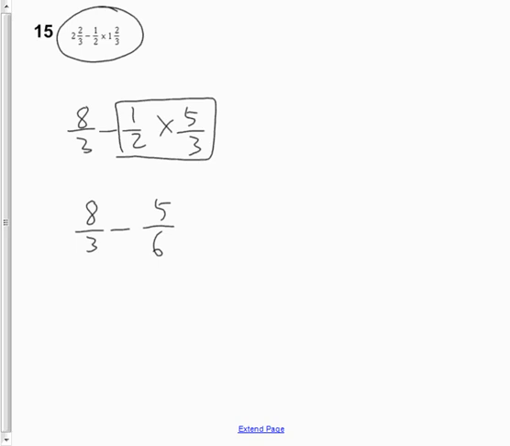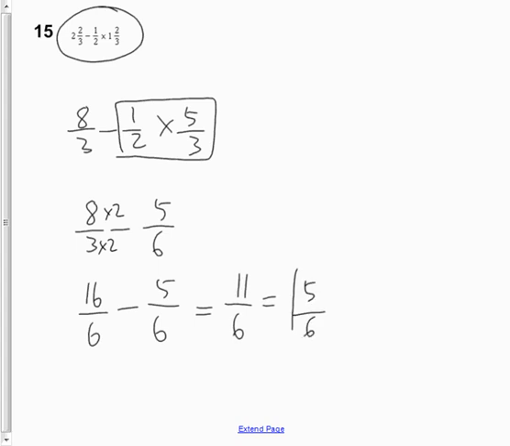1 times 5 is 5. 2 times 3 is 6. Once I have it written like that, I need a common denominator. 6 will work nicely. The equivalent fraction to 8/3 that has a denominator of 6 is 16/6. 16/6 take away 5/6 is 11/6, which is 1 and 5/6.